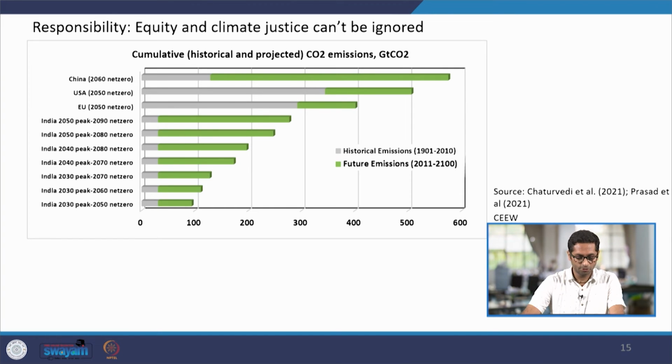So, we see that USA by far has been the largest emitter of CO2 in the past, followed by the European Union and China. What you see in the grey color are the emissions that have already been emitted. What you see in the green are the emissions that are expected to be emitted based upon the net zero targets by the respective countries. If we go by China's target of 2060 net zero, China's cumulative emissions are going to be the largest, followed by the US and Europe.